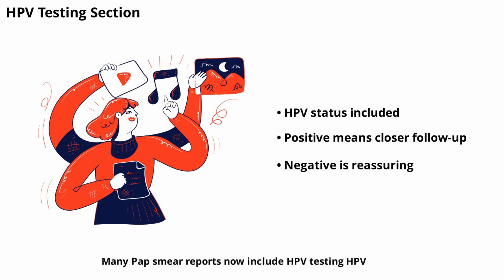Many pap smear reports now include HPV testing. HPV, or human papillomavirus, is a common virus that can cause cervical cell changes. If your report includes HPV results, it will say whether high-risk HPV types were detected. A positive result may mean closer monitoring, while a negative result is reassuring.